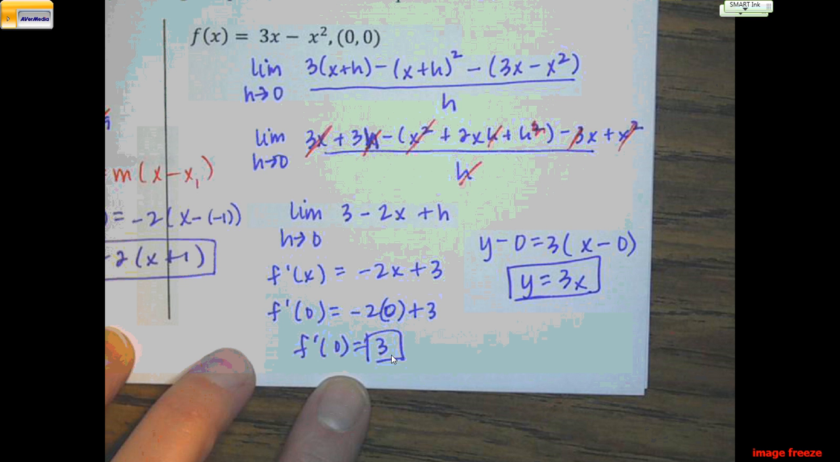Now I need the equation of the whole line. So we say y minus y sub 1 equals m times x minus x sub 1. And we get y equals 3x. And that's the equation of that line.